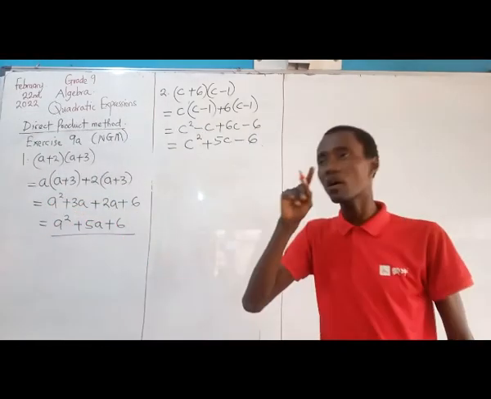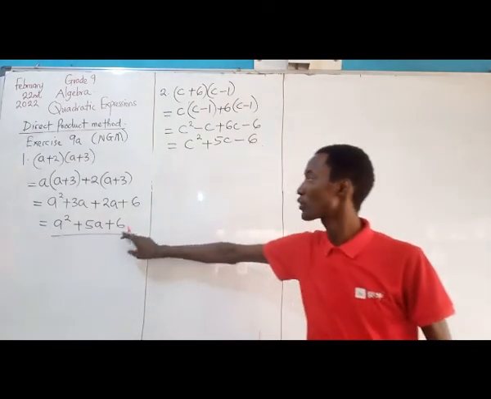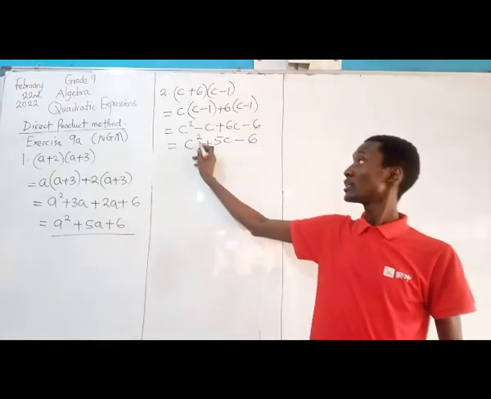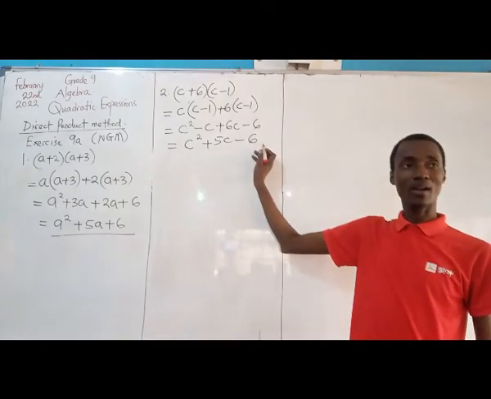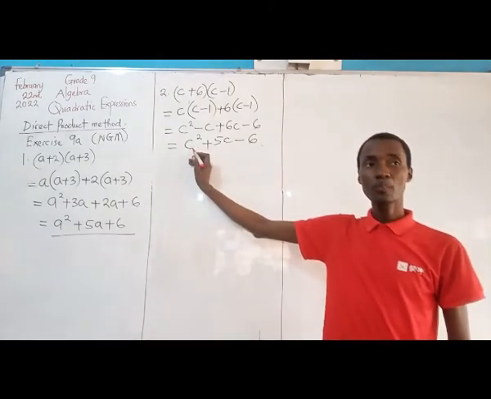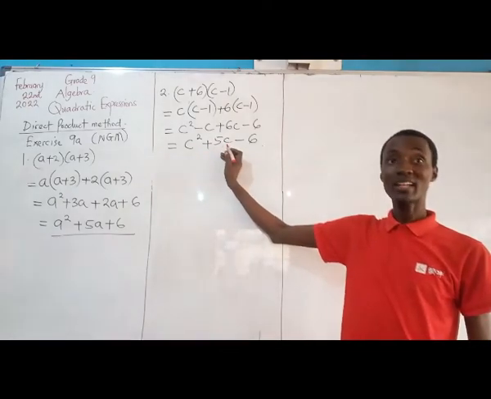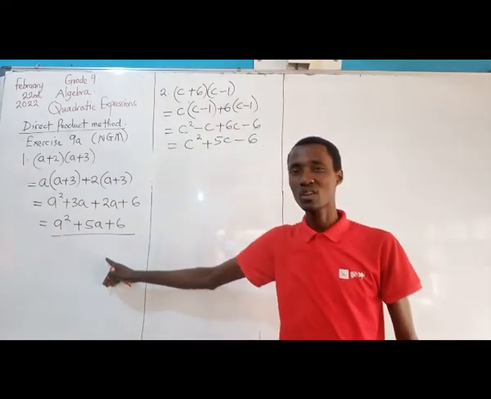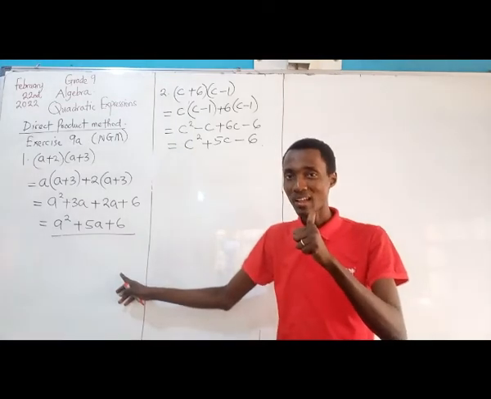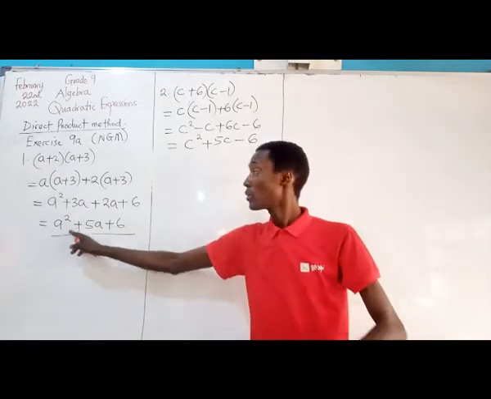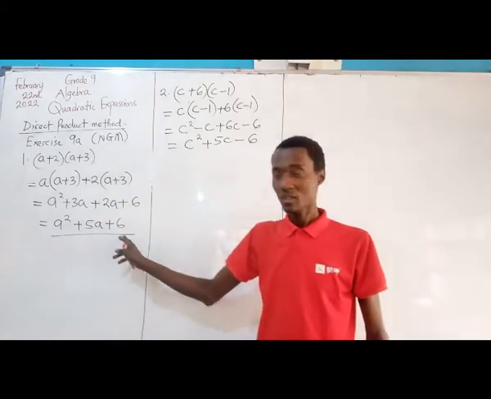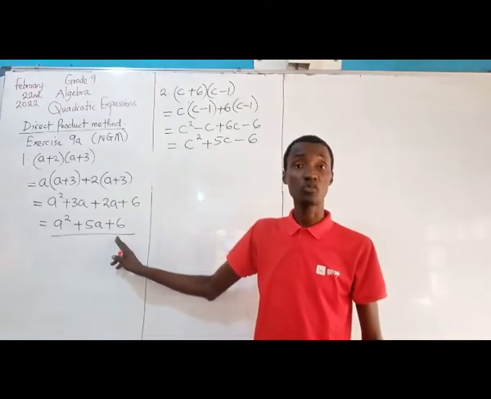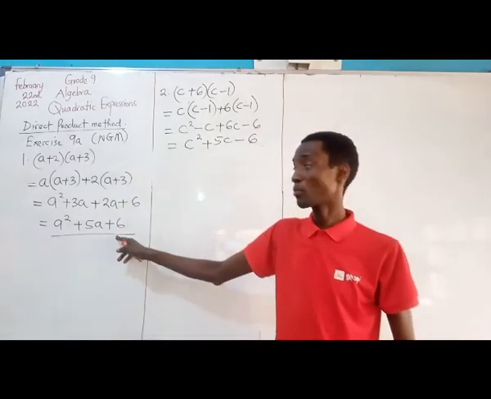Now, please notice something. Order is very important. I started with to the power of 2, to the power of 1, and no power. You must take note of this. This is the standard way we write quadratic expressions. From power 2 to power 1 to no power. From place of maximum strength to place of intermediate strength to place of no strength. Okay, so let's take some more examples.